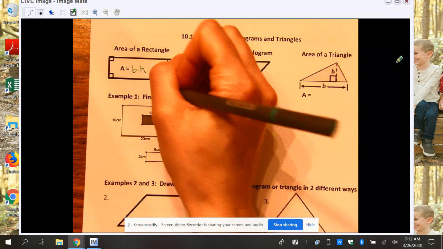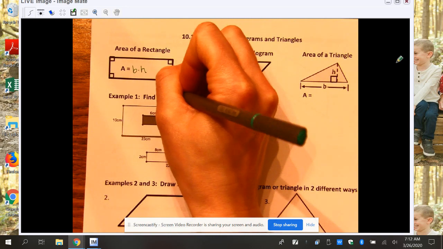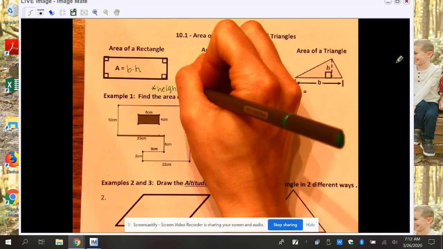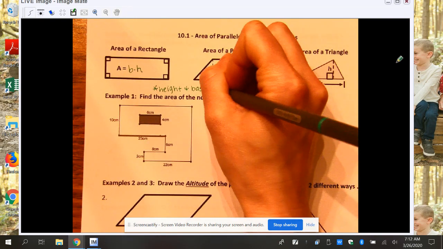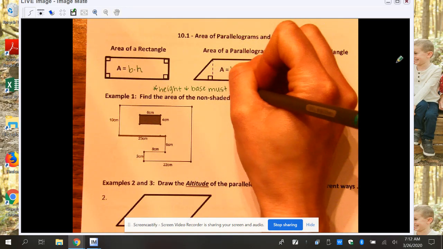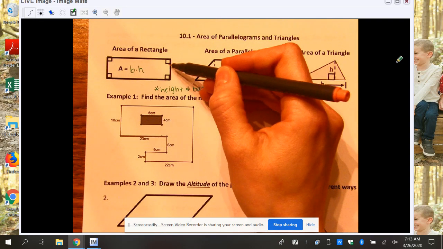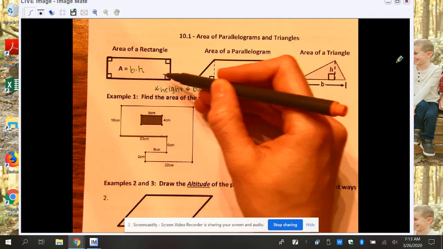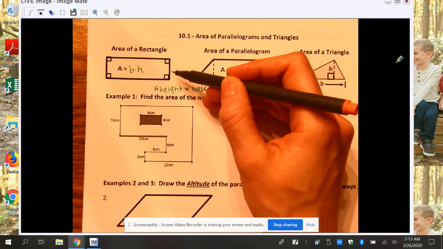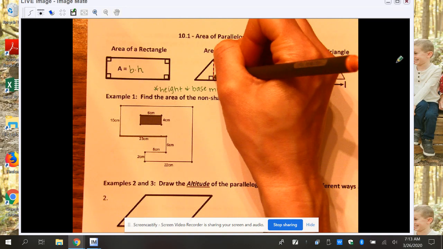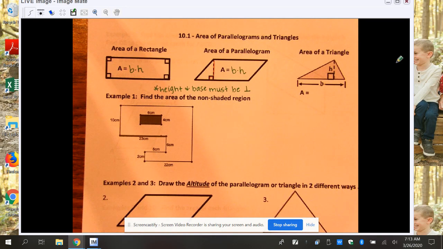But what you have to remember about any height, regardless of what shape you're talking about, is that the height and the base must be perpendicular. And that's what that symbol means, perpendicular. And so when we're looking at a rectangle, that means that any of these can technically be the height, even though we usually think of it as the straight up and down. But when we're looking at a parallelogram, it has to be this 90-degree angle.